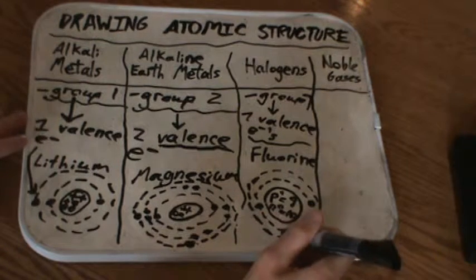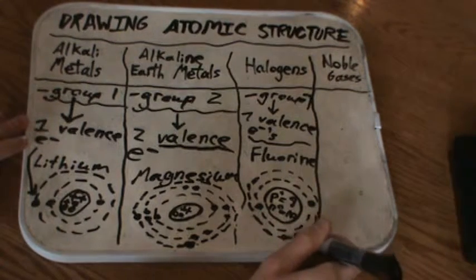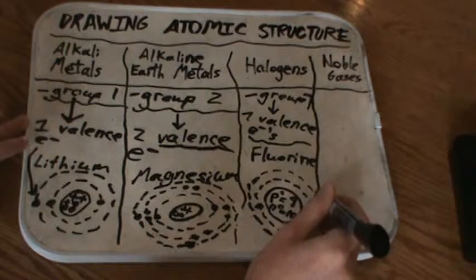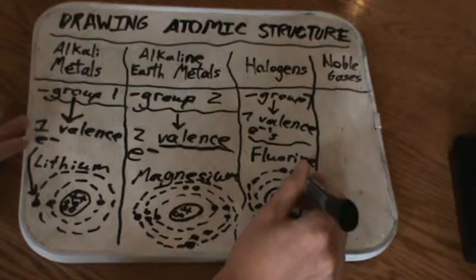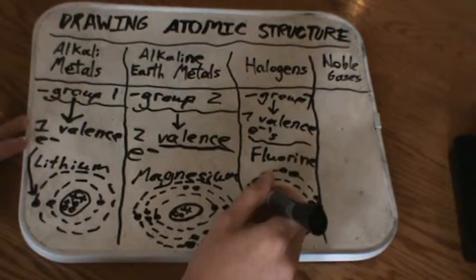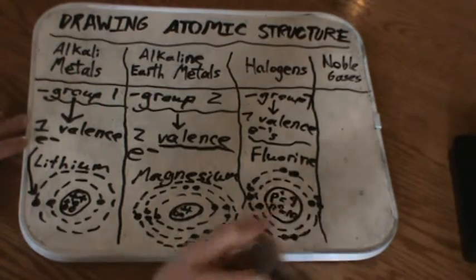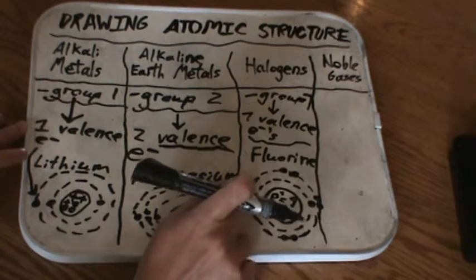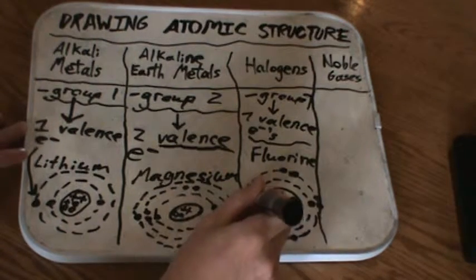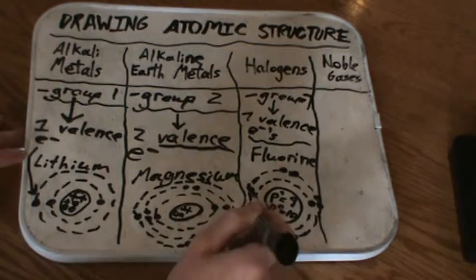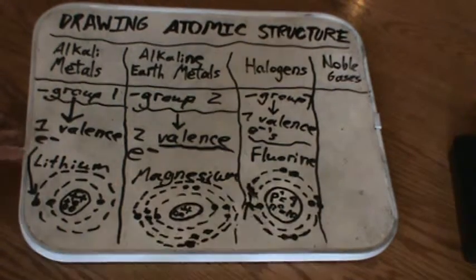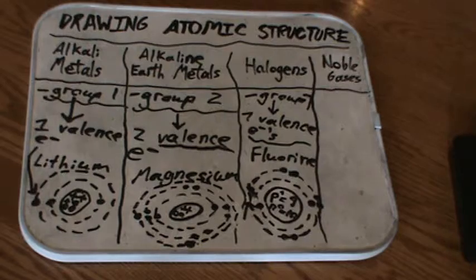So now we have to add 7 electrons. Oh, no, that's 8. Oh, I don't want to add 8. I want to add 7. So we have the absence of an electron here. There. We have the absence of an electron there. And that is the atomic structure of fluorine.